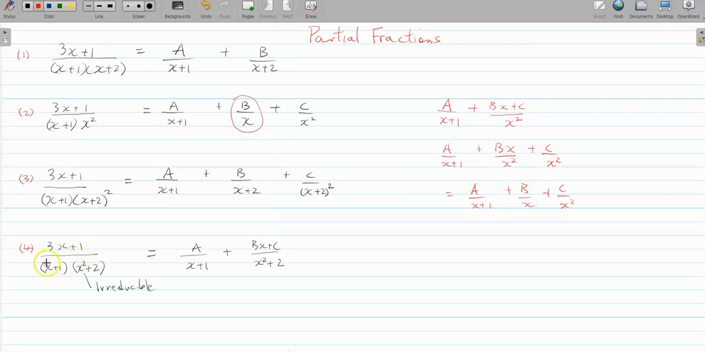And the last one here, it's not a repeated factor, it's irreducible. And if you notice, the first factor is linear, therefore we have a constant over it. And also this is quadratic, therefore the factor less would be a linear, and you write it like this.